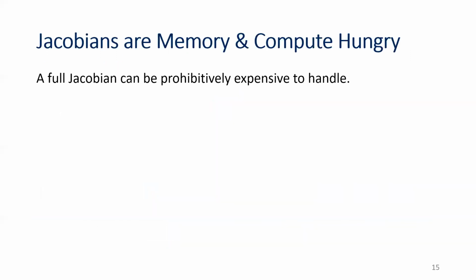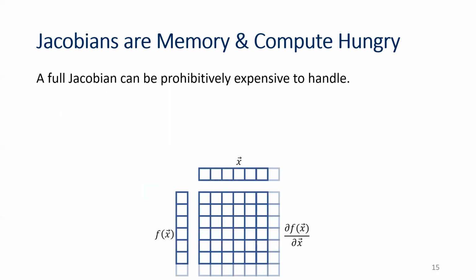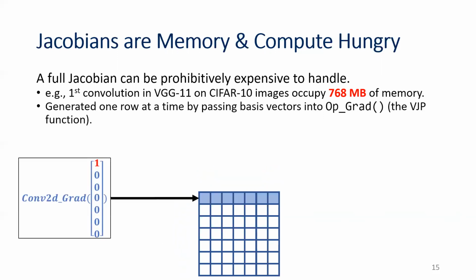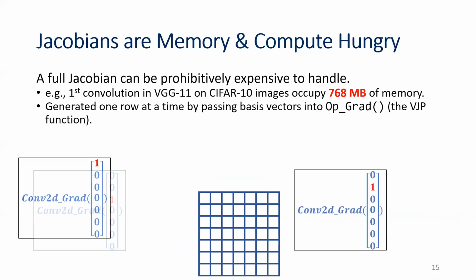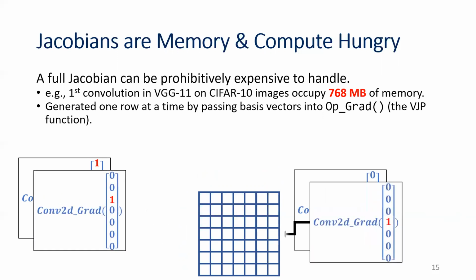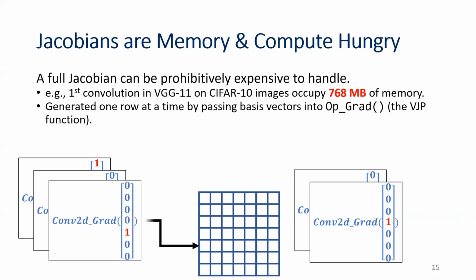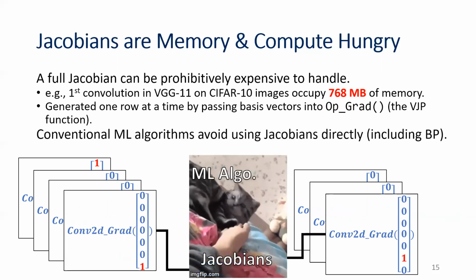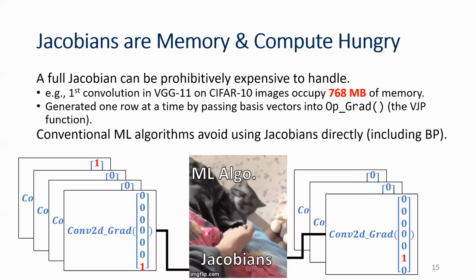However, Jacobians are conventionally perceived as very expensive to handle, since its growing pace is the product of the pace of its input vector and the output vector. For example, the Jacobian of the first convolution in VGG11 on certain 10 images occupies more than 700 megabytes of memory. More importantly, the Jacobian is conventionally generated one row at a time by passing the basis vectors into the backward functions of each layer, which is very slow, as you can probably tell from how long this animation takes. As a result, conventional ML algorithms try to avoid using Jacobians directly, the same way this cat ditches the stinky feet.